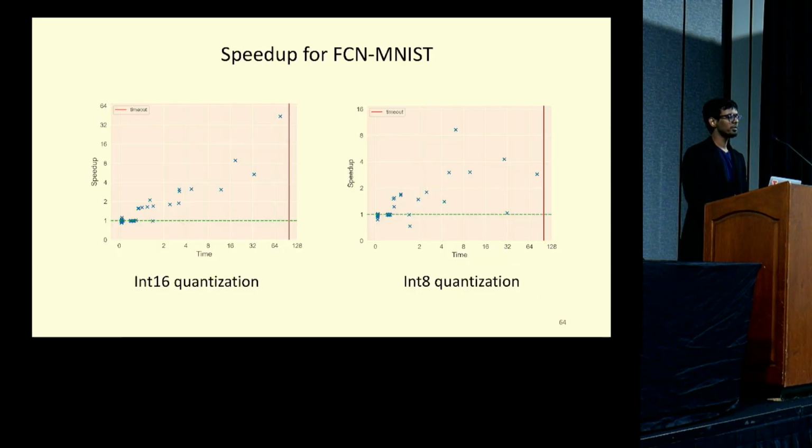Now we zoom into one of the experiments that is for this fully connected MNIST network. And here we plot individual verification of properties. On the x-axis, we plot the time for verification of these properties. On the y-axis, we plot the speedup that we get in verifying these properties.